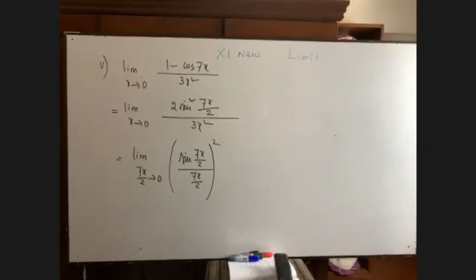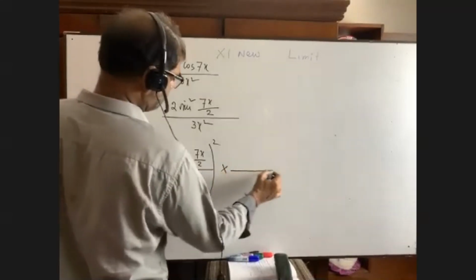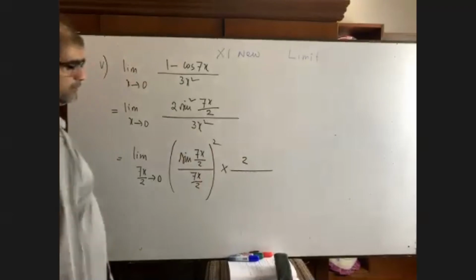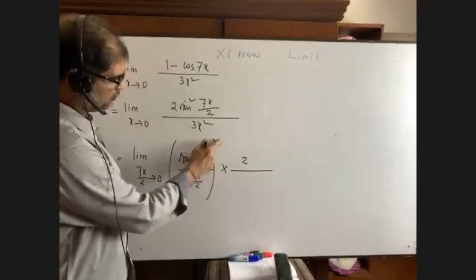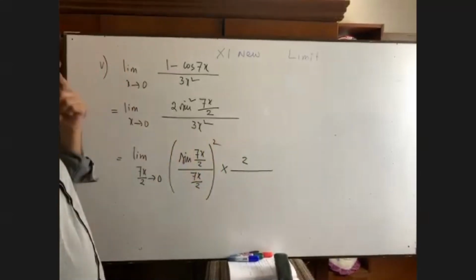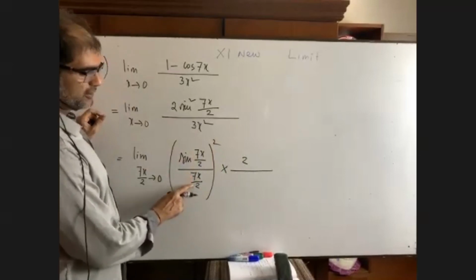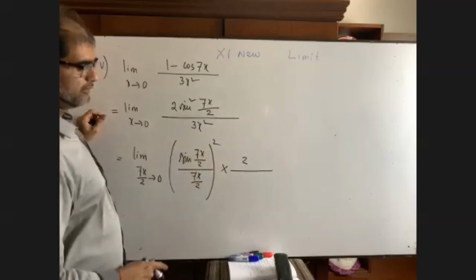We are not done yet. Sine theta by theta we have written. Now you see, this is 2. This is x square. Now 7 by 2, the 7 square is 49, 2 square is 4, so 49 by 4.